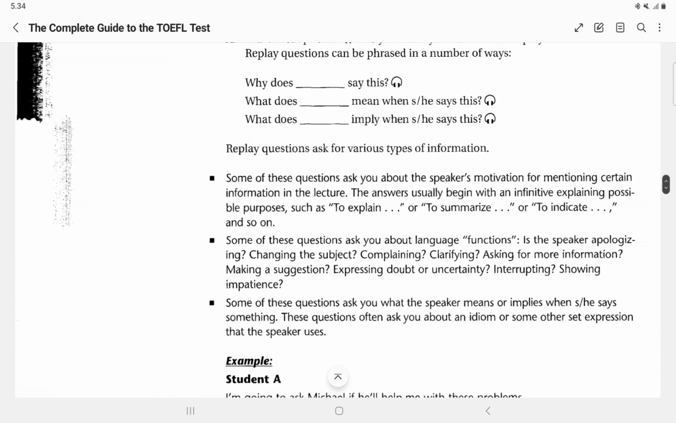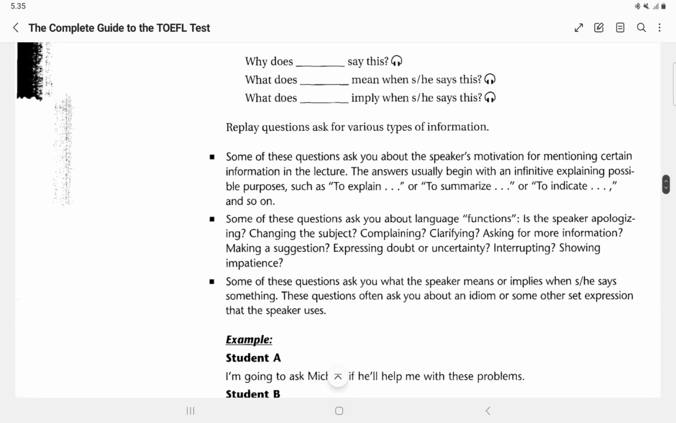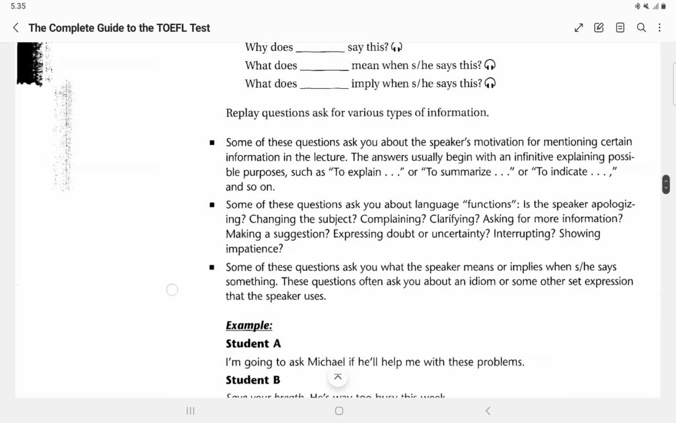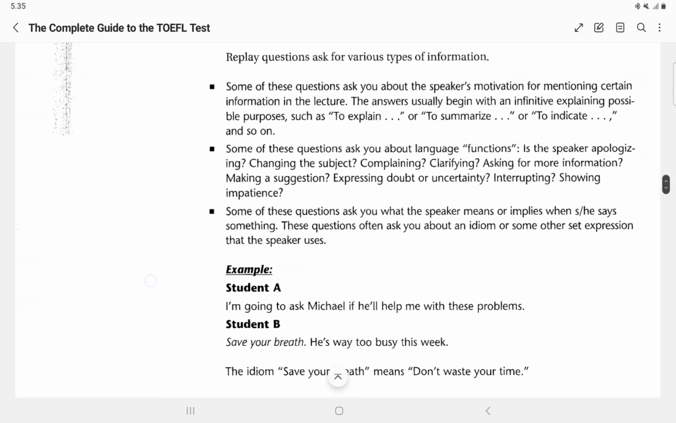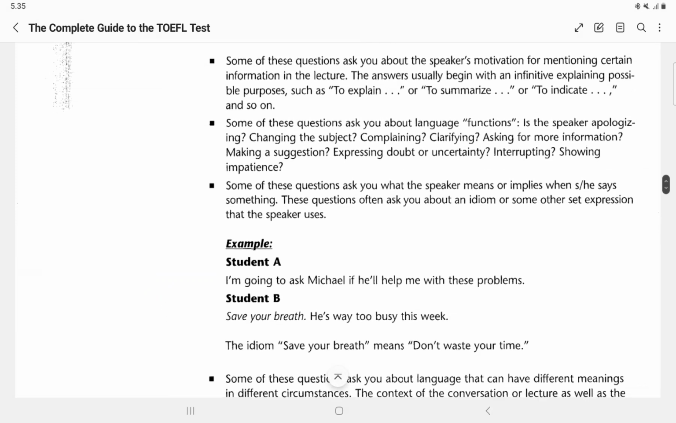An icon of headphones tells you when you will hear the replayed section. Reply questions can be phrased in a number of ways. Why does the speaker say this? What does the speaker mean when she says this? What does the speaker imply when she says this? Mean, imply, say.